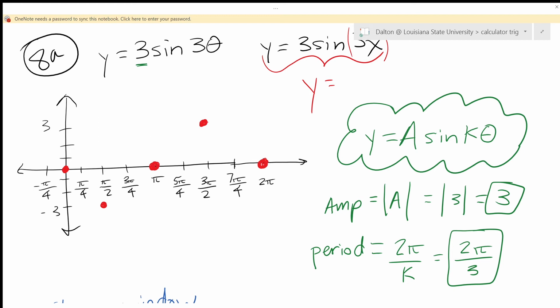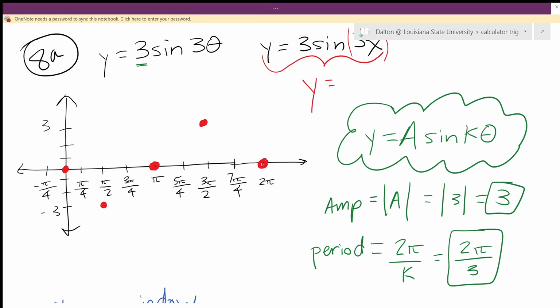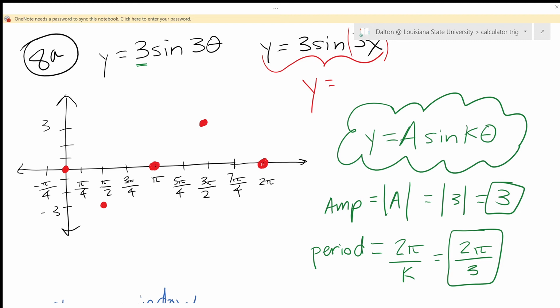So hit the graph button and I want you to have the picture of the graph next to your paper, and all we're going to do is go through and follow the curve and estimate where our other points should be. And I'm going to use a different color so you know I'm getting these points elsewhere.